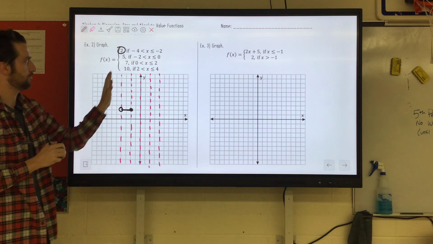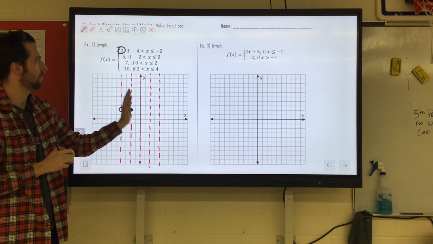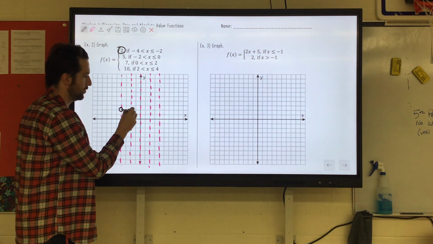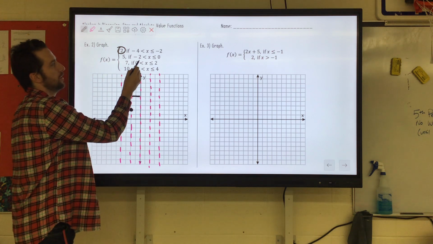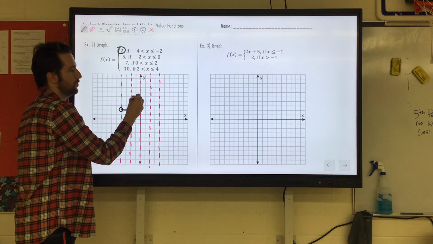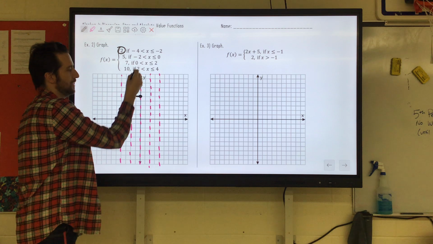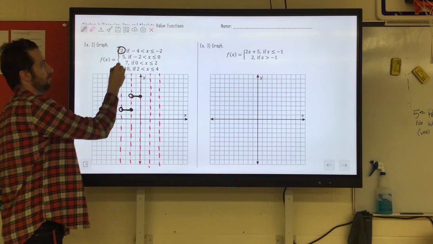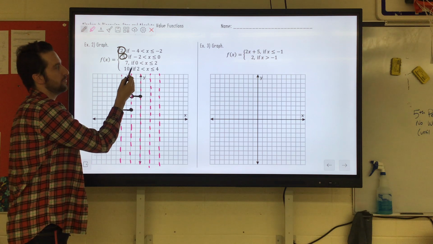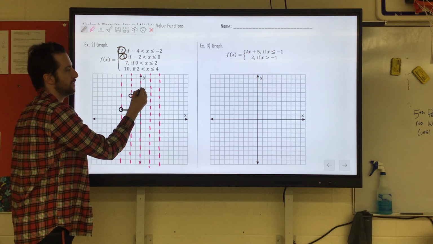The next chunk from -2 to 0, we're going to be at 5. 1, 2, 3, 4, 5. The 0 is going to have the or equal to, so that'll have a solid dot. The -2 does not, so that'll be an open dot. So that one's handled. Now we're going to 7. From 0 to 2, we're going to be at 7.